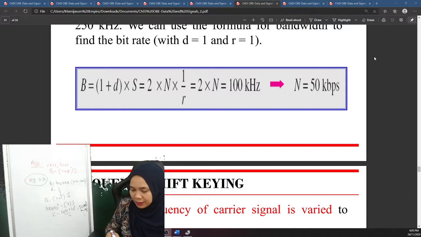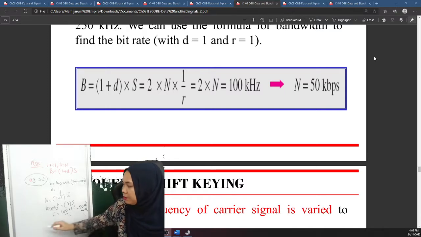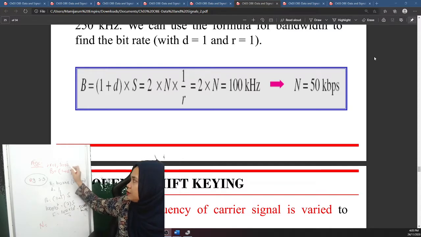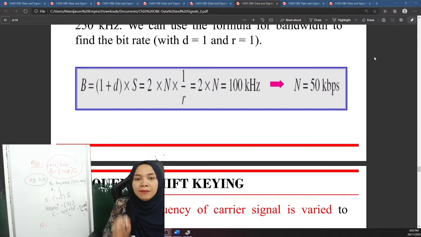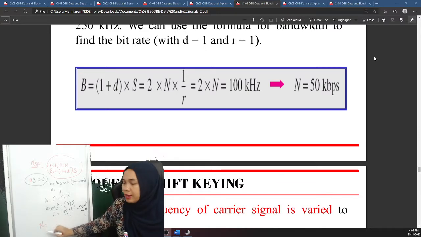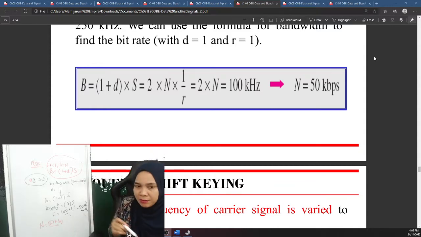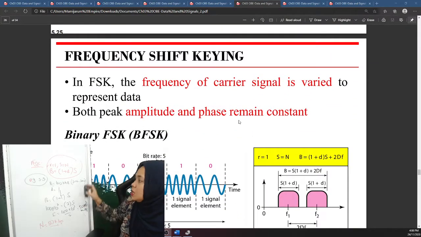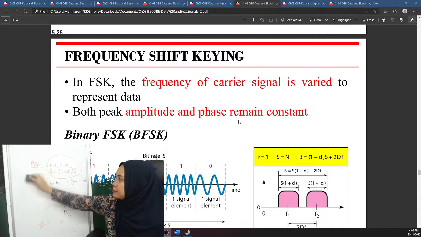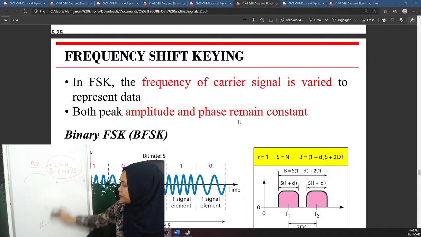And the question also asks for the bit rate. What is the bit rate? Remember the formula? In ASK, S equals N, so the bit rate equals the baud rate. So N, the bit rate, equals the baud rate, which is 50 kilobits per second. This is the answer. That is why you have to remember this formula. Alright? Now, next is the next technique, frequency shift keying, or FSK. Now, let's do this one.